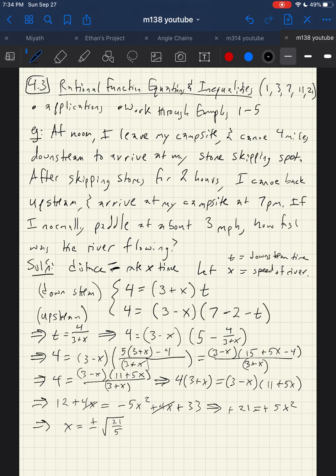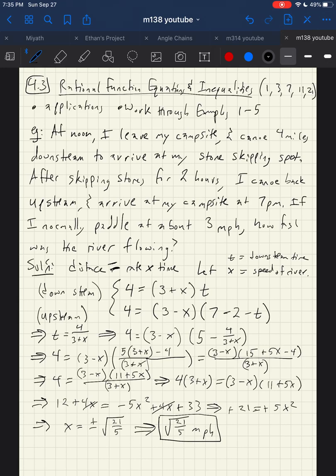So we're going to say that the river was going at the square root of 21 over 5 miles per hour. Now we should be a little bit careful and make sure that we're not dividing by 0 anywhere. The only time that we were dividing by something was with this 3 plus x. So I know that my speed can't be negative 3. That's absolutely fine. All right, so the answer here is square root of 21 over 5 miles per hour. That's how fast the river was moving.